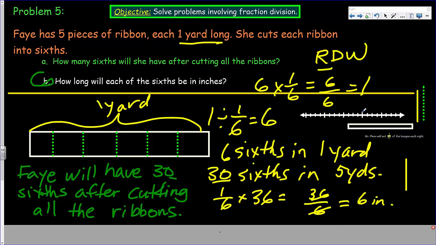Now, does that seem reasonable? Well, in 5 yards, 36 times 5 is going to be 30, 15. That's 180 inches. So if we had 6 inches in 1, we could take the 6 inches times 30. 6 times 30 is 180 inches. So our numbers match up, so we are good to go.